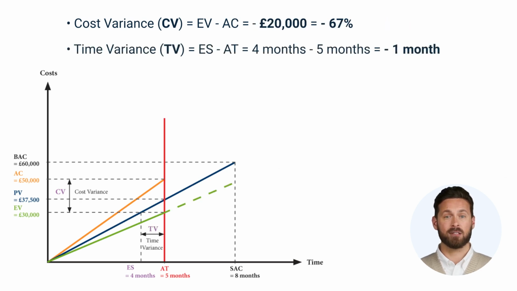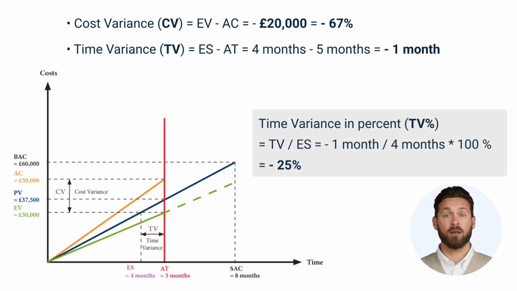The time variance, TV, indicates whether the project is progressing faster or slower than planned. The time variance is calculated as the difference between the scheduled time and the time already spent on project work. A positive value means the project is being implemented faster than expected, while a negative value indicates delays. In our example, the time variance is minus 1 month, equivalent to a deviation of minus 25%.